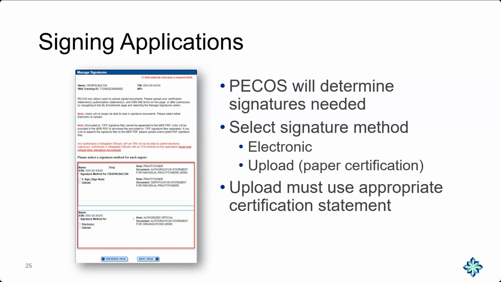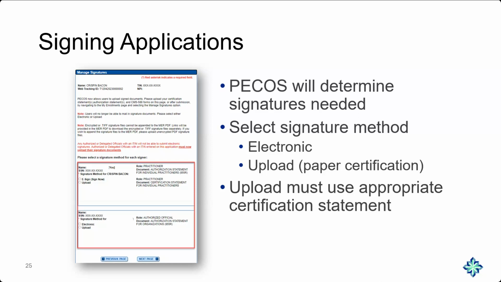Here we are giving you an example of what this would look like. And you can see that you can make selections to either electronically sign or upload a signature. So in the documents section, it'll give you a certification statement to print off and sign, or multiple if needed, and then those can be uploaded. My recommendation is to e-sign wherever you can. It is the simplest and quickest way to do it.